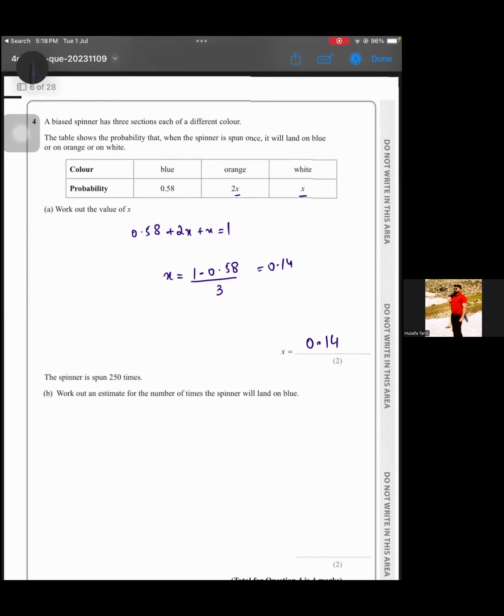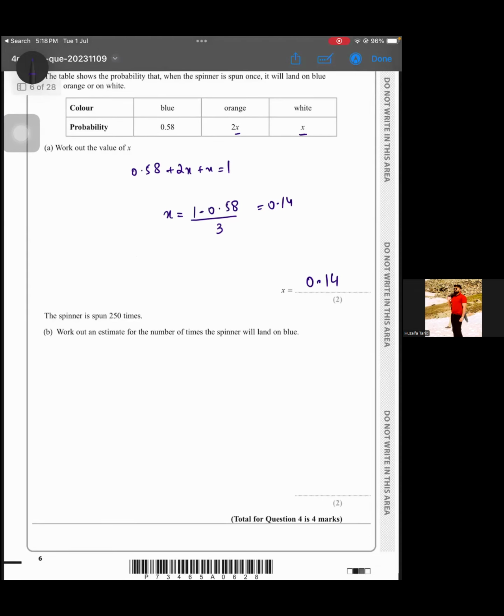Now, part B says the spinner is spun 250 times. Work out an estimate for the number of times the spinner will land on blue. For blue, we have 0.58. If we talk about one time only, it will be 0.58. For 250 times, we have to multiply by 0.58. So 0.58 times 250 gives you 145. So the answer is 145.